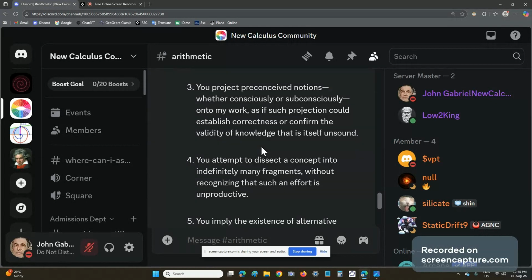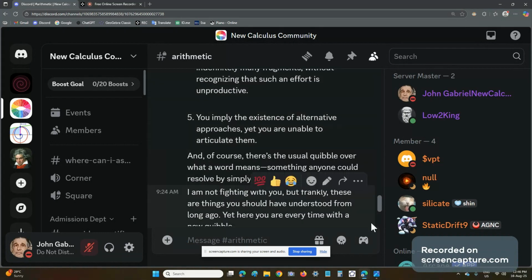Then he projects his preconceived notions, whether consciously or subconsciously, onto my work, as if such a projection could establish correctness or confirm the validity of knowledge that is itself unsound. And he attempts to dissect the concept into innumerably many pieces, which is a super task, okay? You can't do that. Indefinitely many fragments means such an effort is unproductive. You can't complete it. Number 5, he implies the existence of alternative approaches, but he is unable to articulate them. And then, of course, he usually quibbles over what the meaning of a word means.